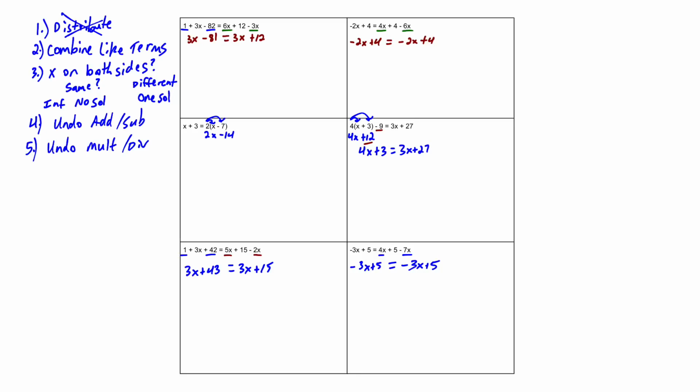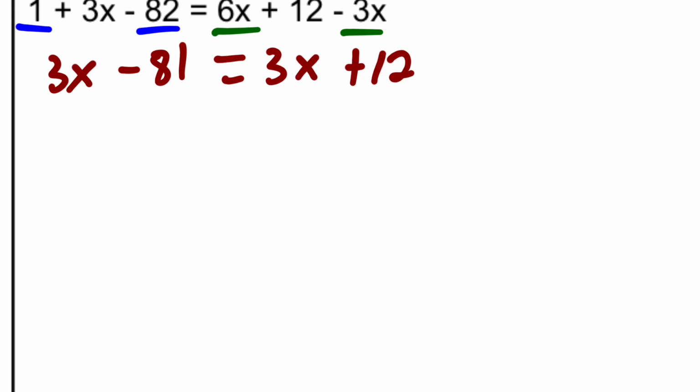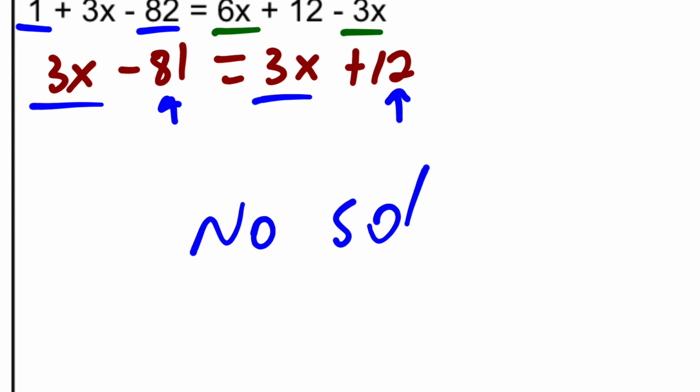So I've distributed, I combine like terms. Now we take a look, is there an x on both sides? And for all of these problems, the answer is yes, there is. So then we take a look at, are they the same or are they different? For example, 3x is 3x, they're the same. So this is going to be a special case. There's going to be either infinite or no solutions. How do we know? We look at the numbers. Because they're different, this one is going to be no solution.